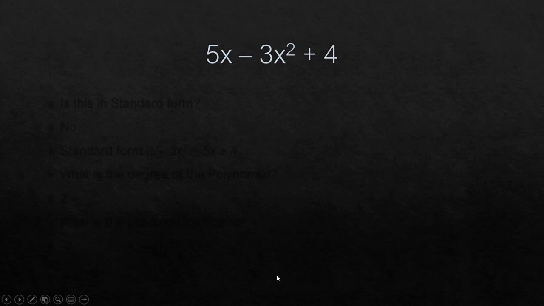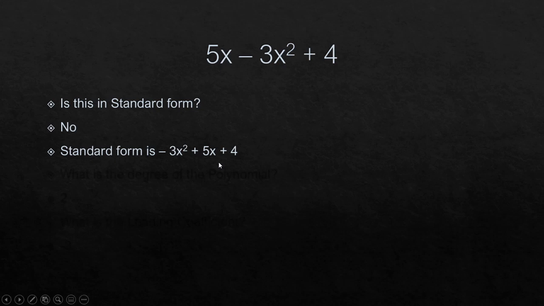5x minus 3x squared plus 4. First question, is this in standard form? And no, it is not. It is not in order of highest degree. In order to put it in standard form, we need to switch this negative 3x squared and this 5x. So the standard form of this would be negative 3x squared plus 5x plus 4.